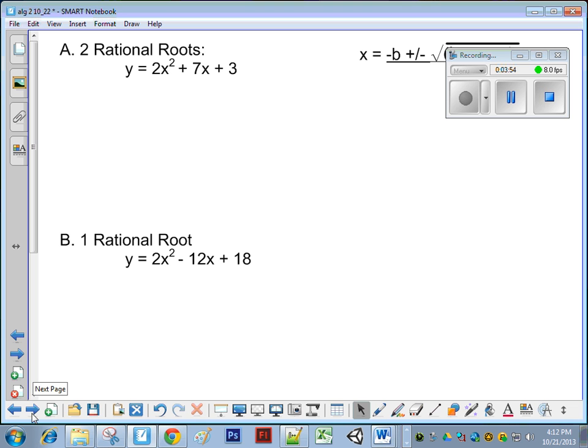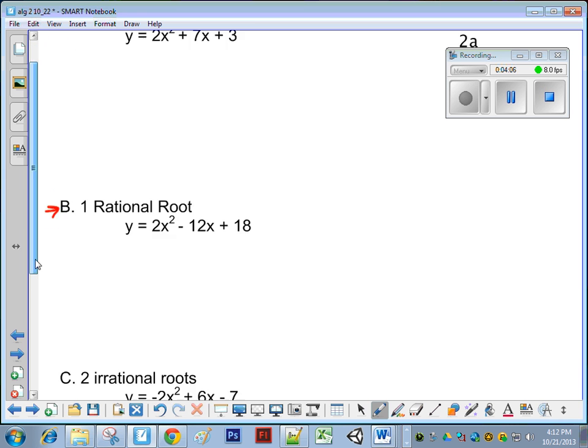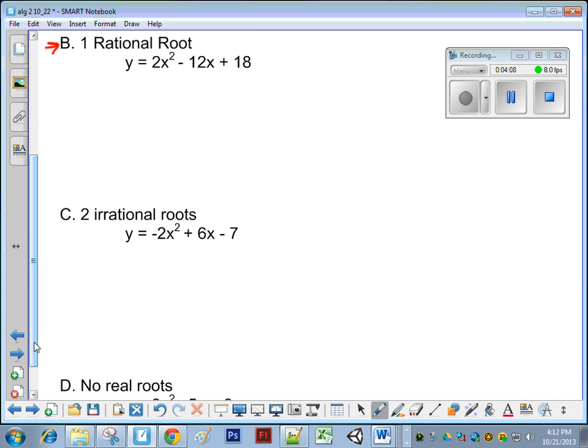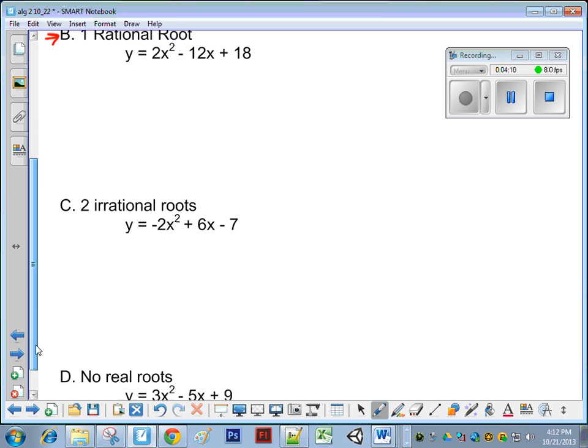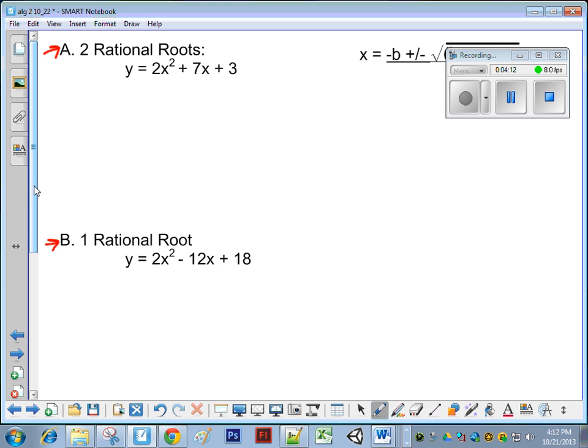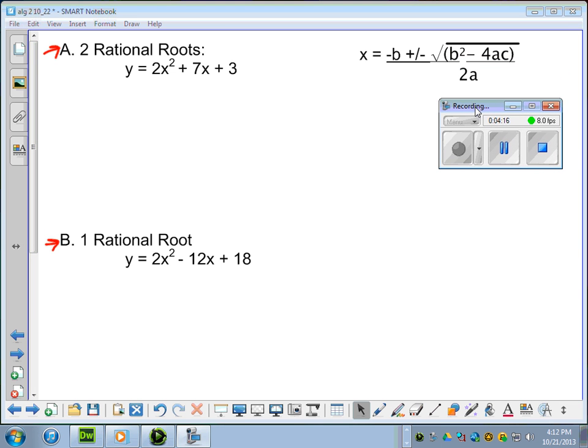Now in here, I'm going to look at a few different circumstances. I want to look at A, if I have 2 rational roots, B, if I have 1 rational root, C, 2 irrational, and D, no real roots. So I've given one example of each. I've copied my equation up there, so I'll be able to run that through.